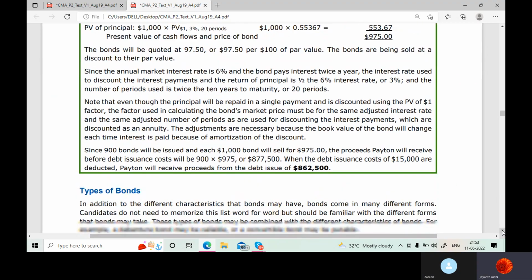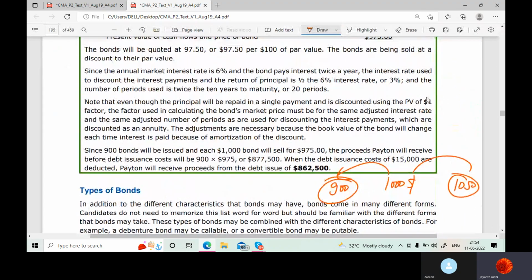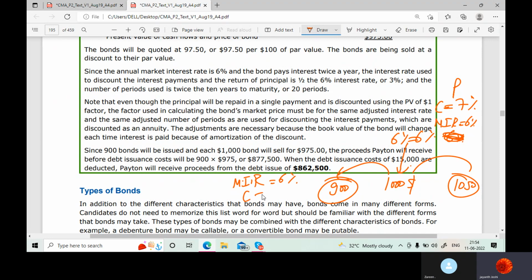So the company borrowed $1,000. The bond is selling at a discount, so it will be somewhere around 900 plus something. If it's a premium bond, it would have been 1,050 something. Okay, I'm giving an example. This discount and premium depends on the rates: if the market interest rate is 6% and the coupon is 6%, the bond will be sold at par. If the company is paying a coupon of 7% and the market interest rate is 6%, this bond will be sold at a premium. And if the market interest rate is 6% and the bond coupon is 4%, it's a discount bond because the company is paying less.